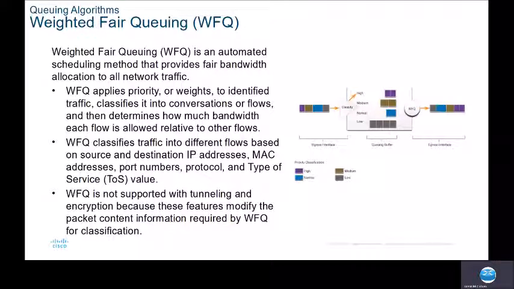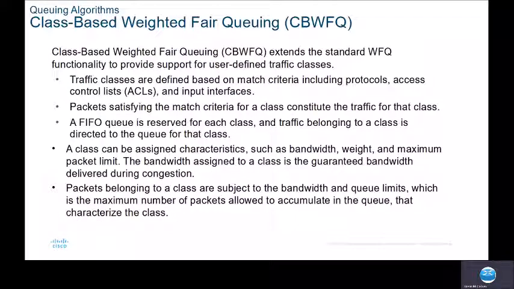And so for a completely automated system, weighted fair queue does work well. Really, you only need the other ones if you've got some specific needs that weighted fair queue will not meet. And so this is when you go into class-based weighted fair queuing. It extends the standard weighted fair queue functionality to provide support for user-defined traffic classes. So as it said before, the other one is completely automatic. Normally it does make sensible decisions, but, you know, it can't be right all the time.